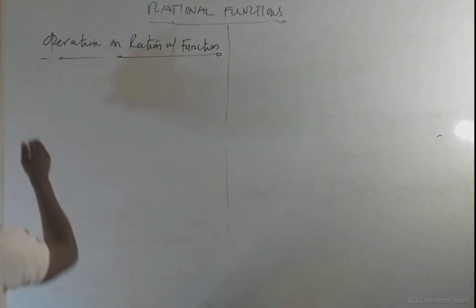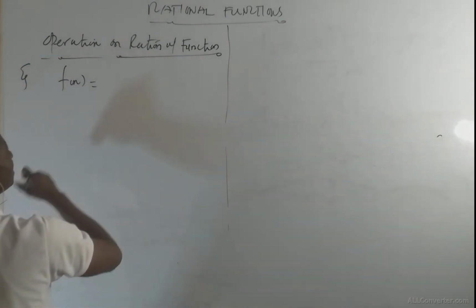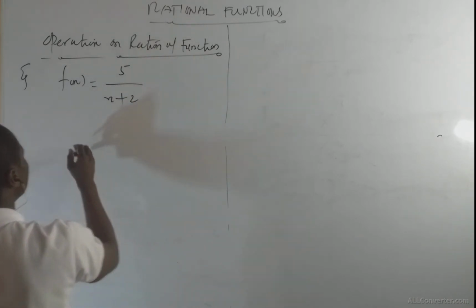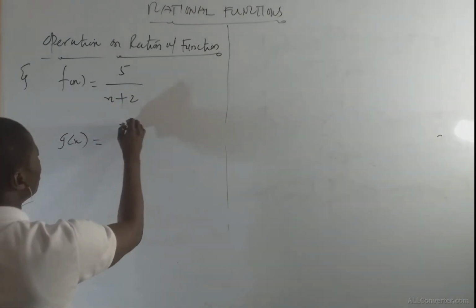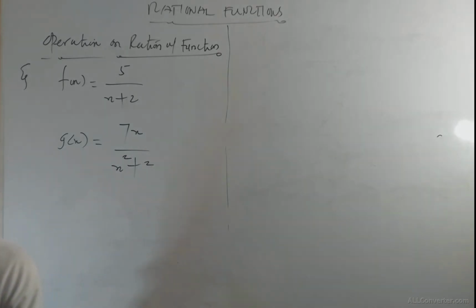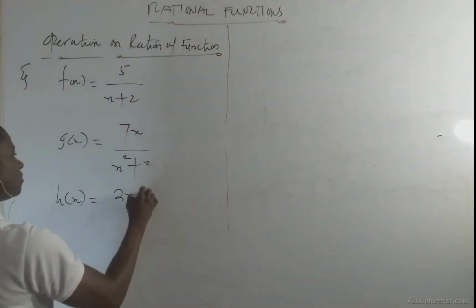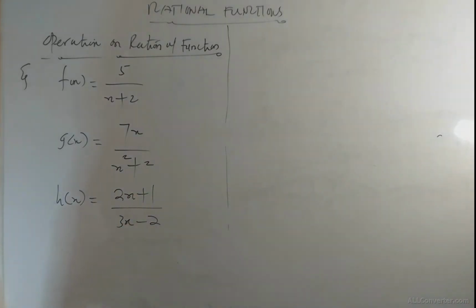So let's assume that we are given these rational functions. We have f of x equal to 5 over x plus 2, and g of x is equal to 7x over x squared plus 2. Then let's assume that we have h of x equal to 2x plus 1 over 3x minus 2. So let's assume that we have these three functions.